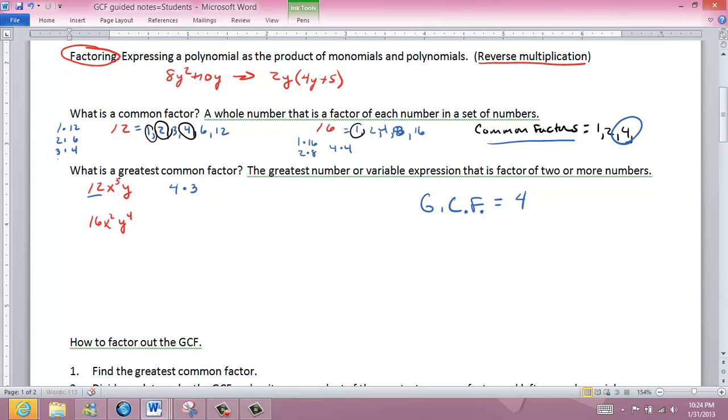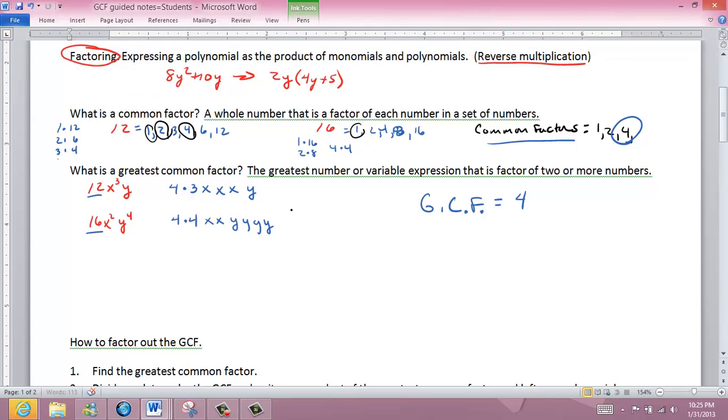Then I'm going to break these variable expressions up. So x times x times x, because I have 3 x's, x to the third can be written out like that, times y. Then I'm going to break 16 up. We said the greatest common factor is 4. So how can we keep 16 written as a product using 4? Well, 4 times 4. Then x times x times y times y times y times y. The reason I have 4 y's and 2 x's is because the exponent on x is 2, the exponent on y is 4.